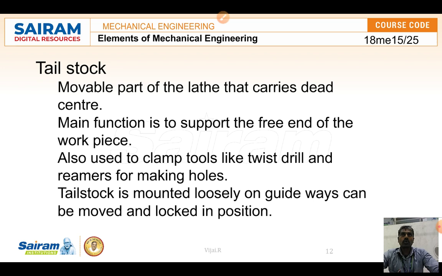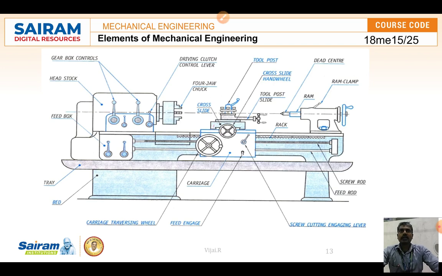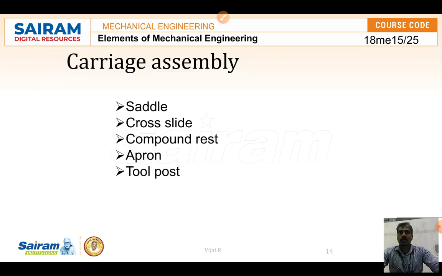Moreover, it can be used for clamping drill tools or reamers for making holes on the right side, on the face of the workpieces. That is also possible with the help of the tailstock. And the tailstock can be moved by loosening the nuts, and it can be moved along the guideways, right? So this is the headstock and tailstock, which are very important.